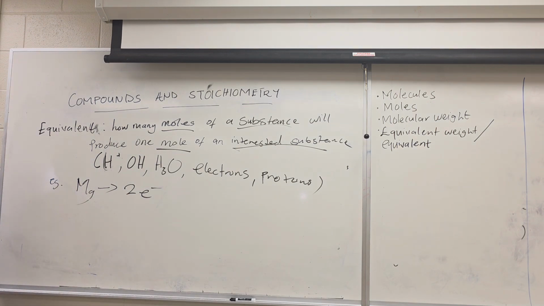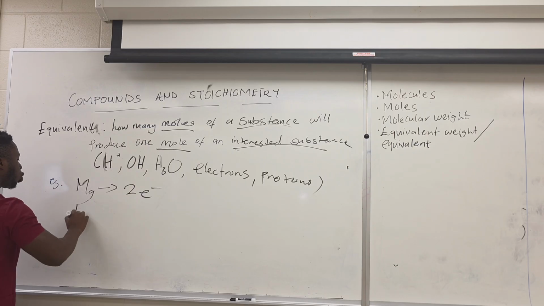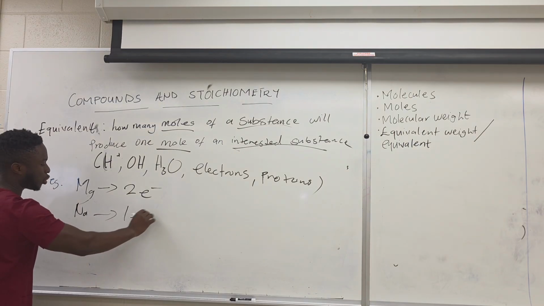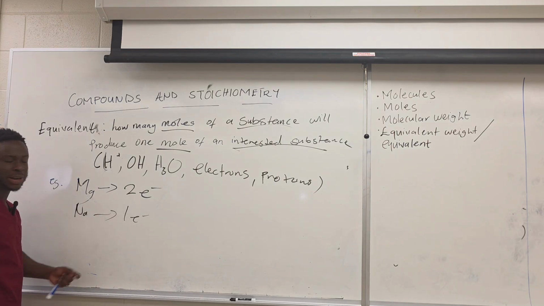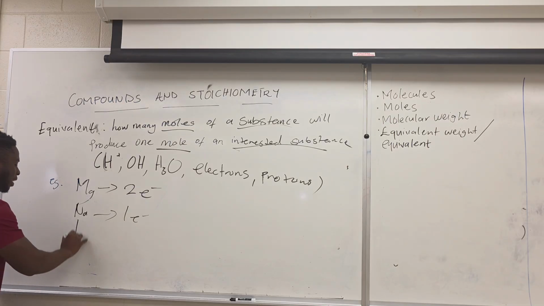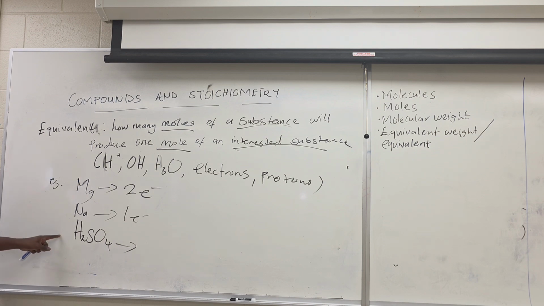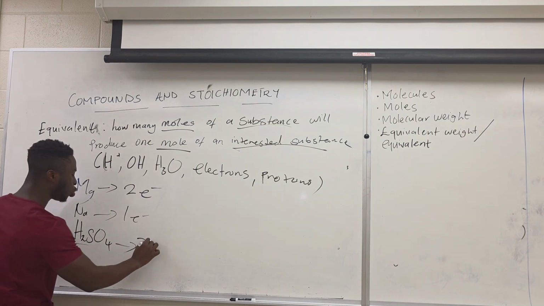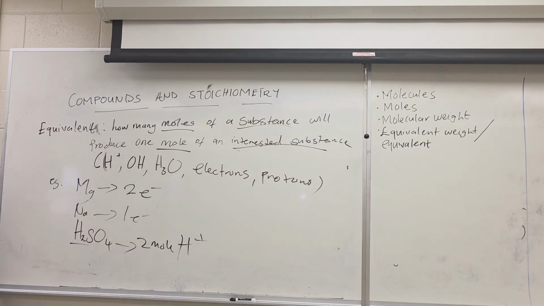So I say the equivalence of electron to magnesium is half. Also, sodium will produce 1 electron, so how many moles of sodium will produce 1 mole of electrons? 1 mole. So the equivalence of sodium to electron is 1. Same thing if I have this acid, H2SO4, sulfuric acid: 1 mole of sulfuric acid has the power to produce 2 moles of hydrogen ions, or protons.